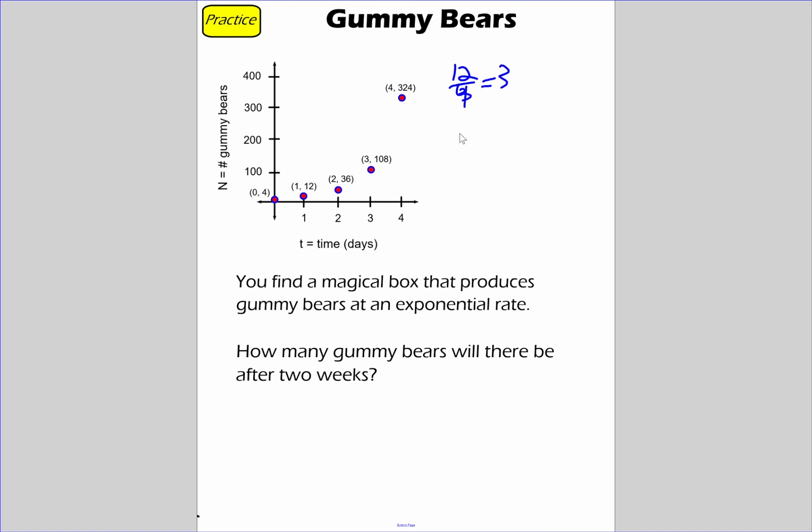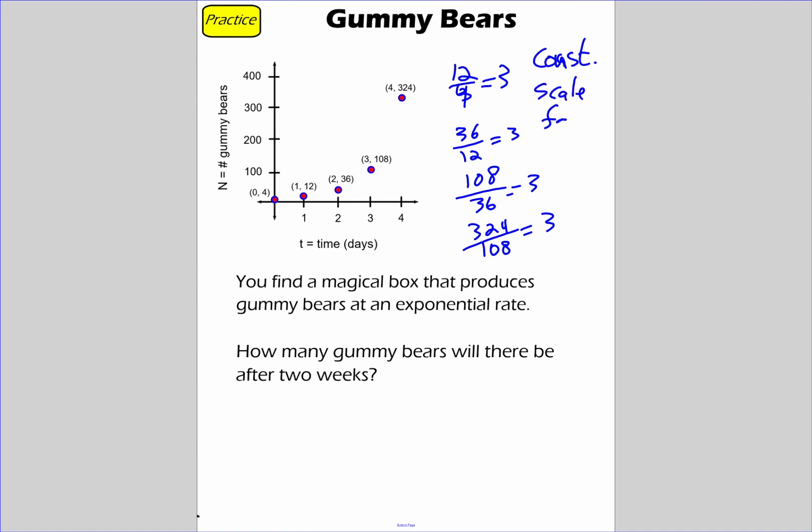And that gives us 3. And then 36 over 12, that also gives us 3. 108 over 36 gives us 3. And the last one, 324 over 108, gives us 3. So we can see, yes, we do have a constant scale factor. Right? If we wanted to figure out what is the percent change, well, we've added 8 gummy bears this time, and that's 200%, right? 4 times 2 is 8, so that's 200%, and that vibes. 100% plus 200% gives us 300% that we would get for our scale factor.